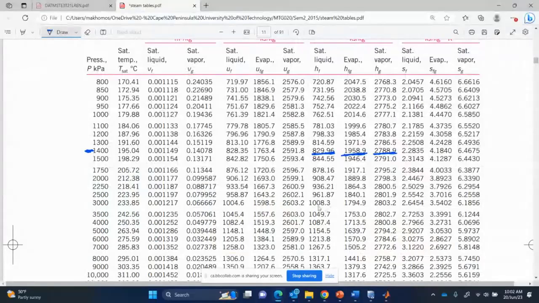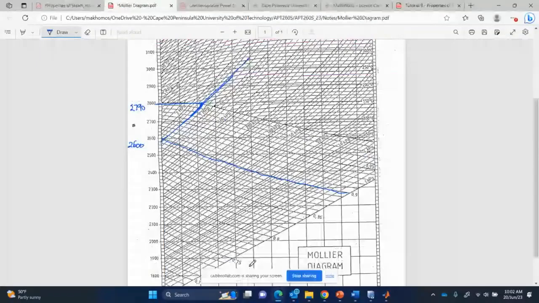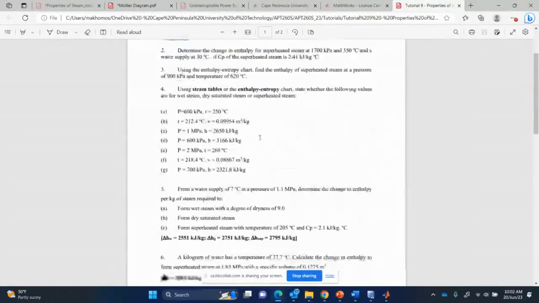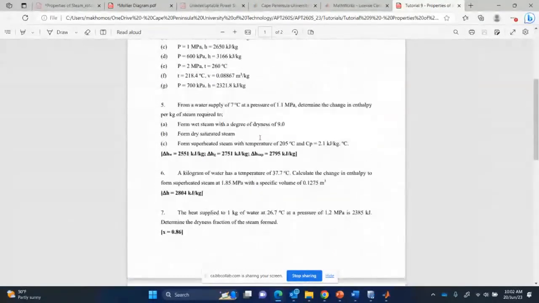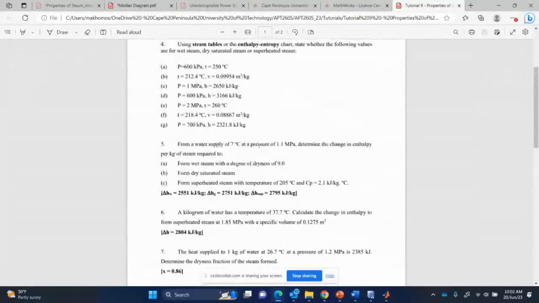The second question, for now, is not necessary, and question 3 is not necessary. And then question 4 is your homework. I am going to do question 5.